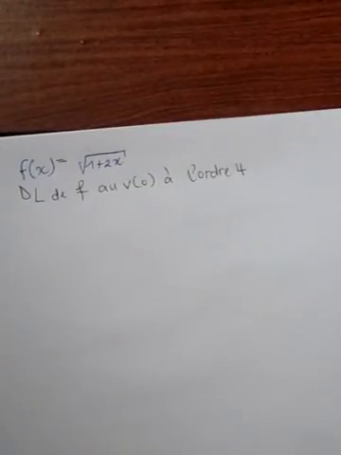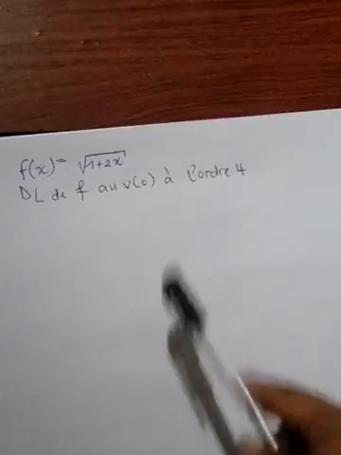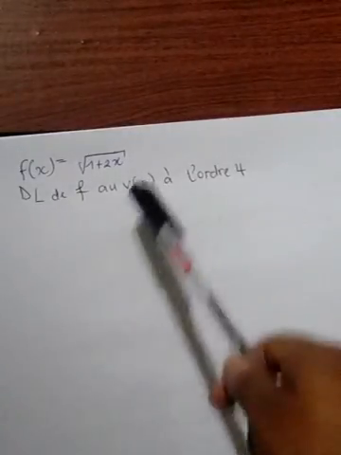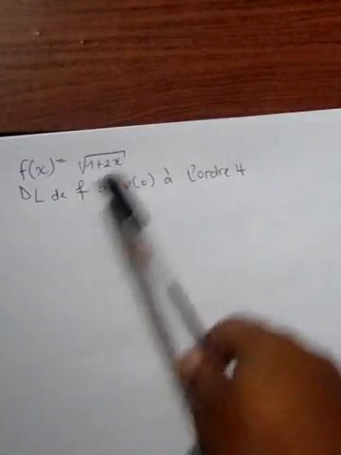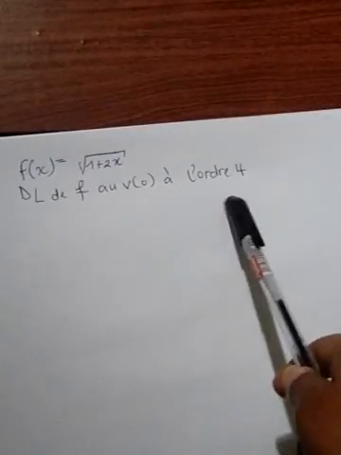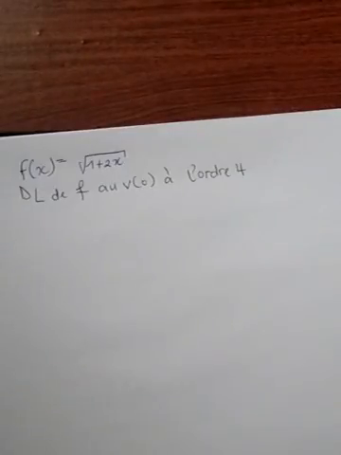And welcome to another tutorial, and yet again we're going to be calculating the DL of f of x equal to the square root of 1 plus 2x. And we're asked to calculate the DL of this function au voisinage de 0 à l'ordre 4. So to calculate this DL, now the question is, how are we supposed to go about this, and what are we going to do?